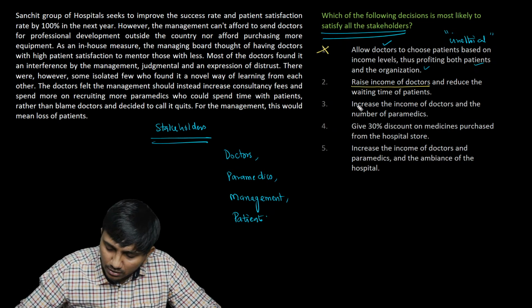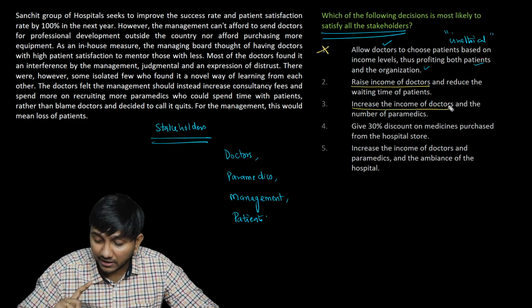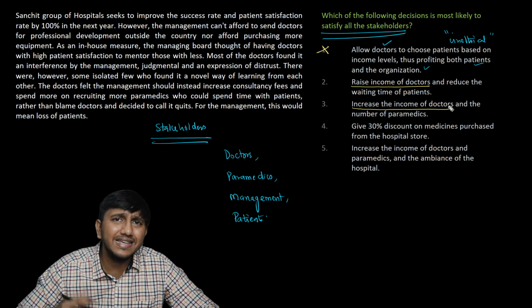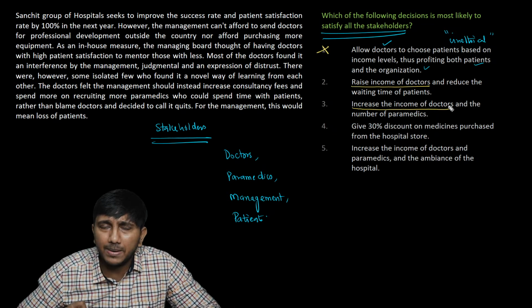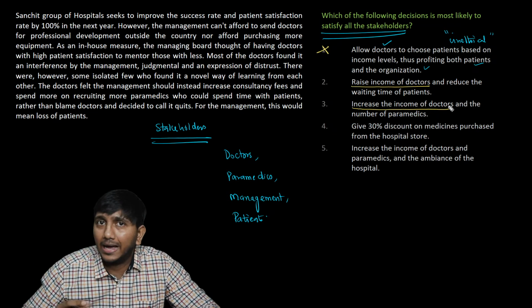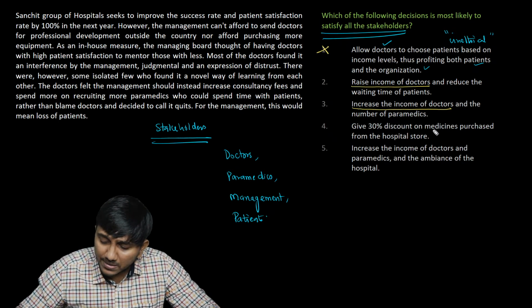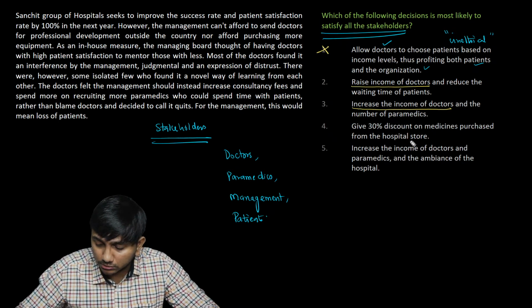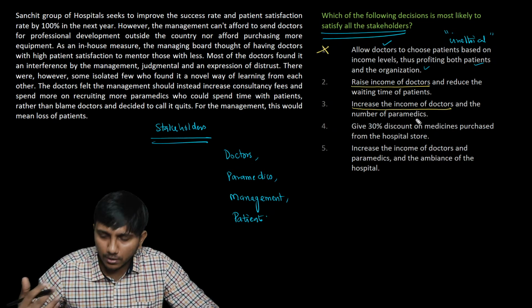Increase income of doctors. Of course, the doctors will be happy. And the number of paramedics. If you're going to increase the number of paramedics, maybe the patients might be happy, but will the paramedics be happy? I'm not sure. So that's like that. Give 30% discount on medicines purchased from the hospital store. Probably patients will be happy. Paramedics and doctors might not be happy.